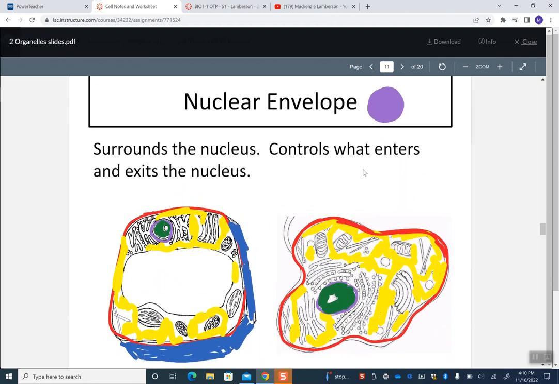Next, we have the nuclear envelope. This surrounds the nucleus and it controls what enters and exits the nucleus. Because the nucleus contains all the DNA, it's really important, so we need that second layer of protection. It's sort of like another membrane here that just encapsulates the nucleus and provides that extra level of protection so that only absolutely necessary things can enter or exit the nucleus. And you can see that it is in both plant and animal cells surrounding the nucleus, and I colored it in purple here.